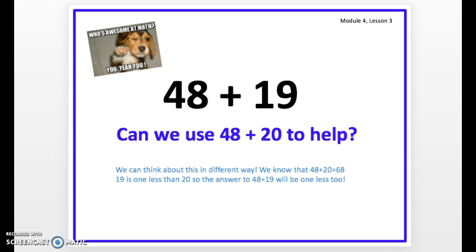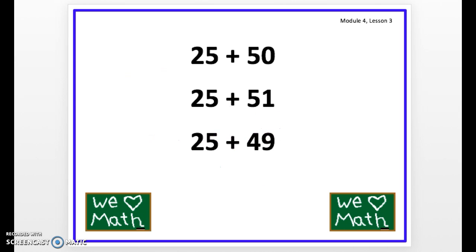All right, we're going to try some more. I want you to erase your board. And I want you to first write down 25 plus 50. Now, this should be pretty simple to figure out. We've done these kinds of problems many, many times. 25 plus 50, right, is 75.